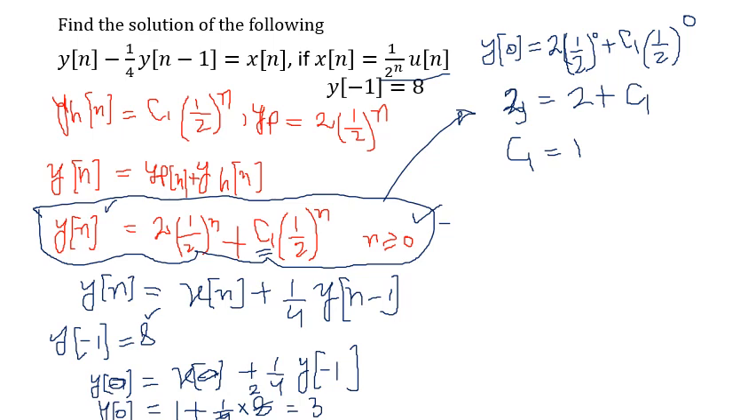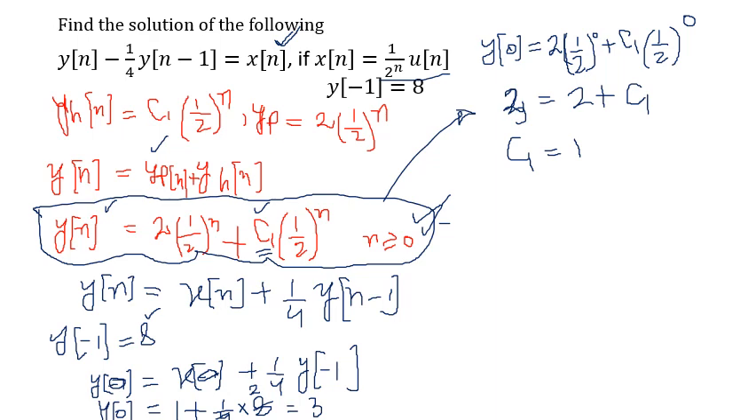So now we have the complete solution of this differential equation, and the complete solution equals the homogeneous solution plus the particular solution. In the homogeneous solution, we had one unknown, and we found the value of that unknown using the initial condition, and we are given that y of minus 1 equals 8.